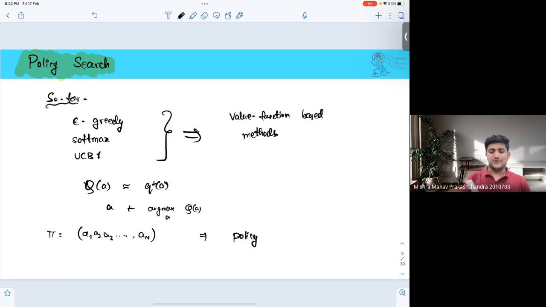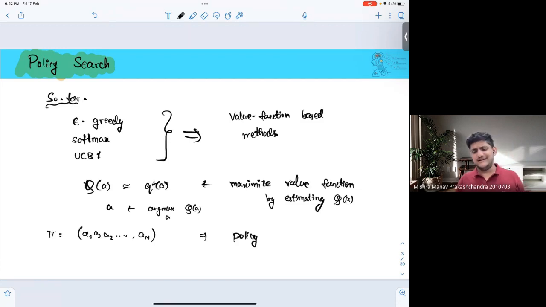So in first time step, I pull arm A1. In second time step, I pull arm A2 and so on. And this is what we are doing so far. So the whole crux is we are still trying to maximize the value function, right? By estimating Q of A. Okay, so far so good. But it turns out there are also methods wherein we don't touch the value function space at all. Rather, we directly deal with the policy space.